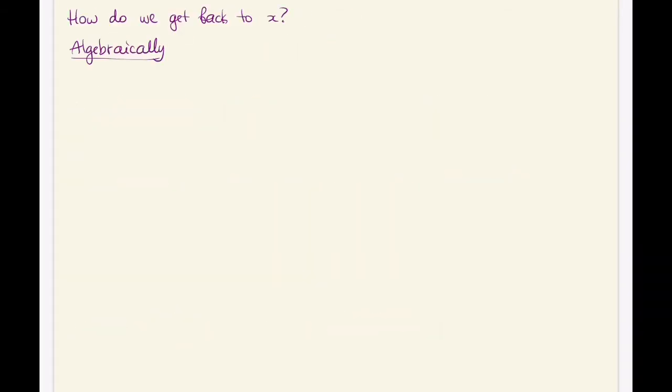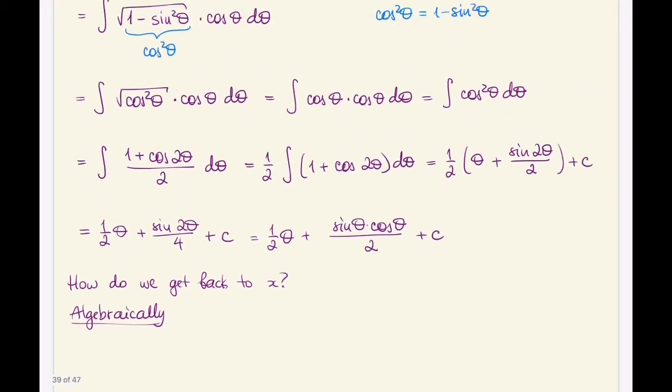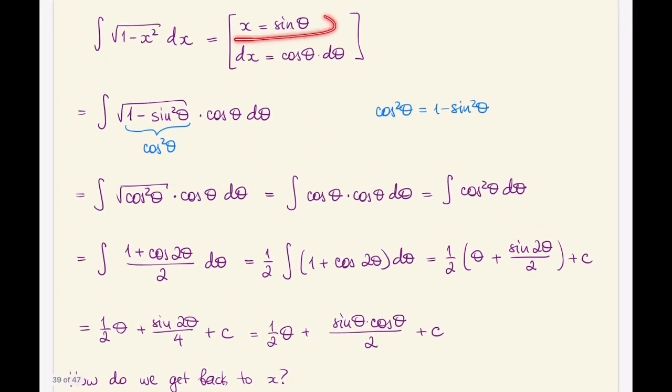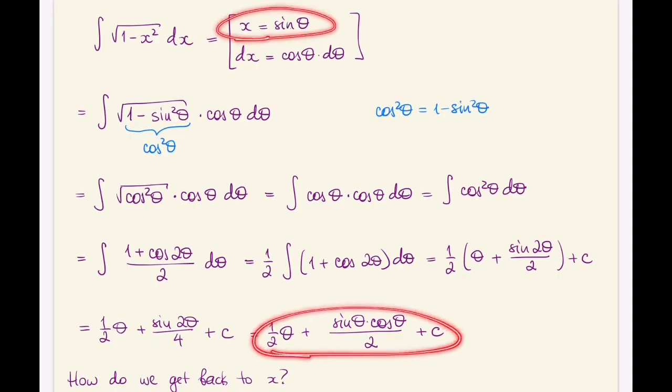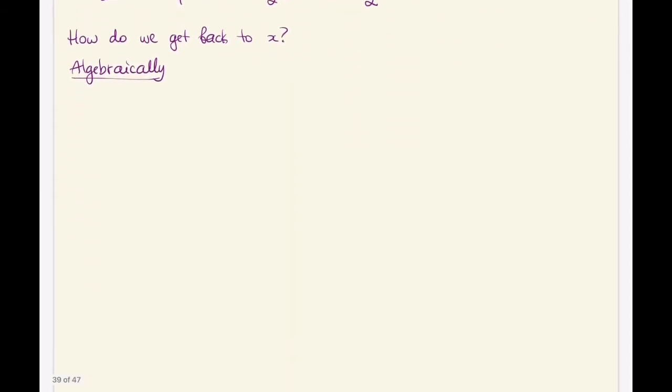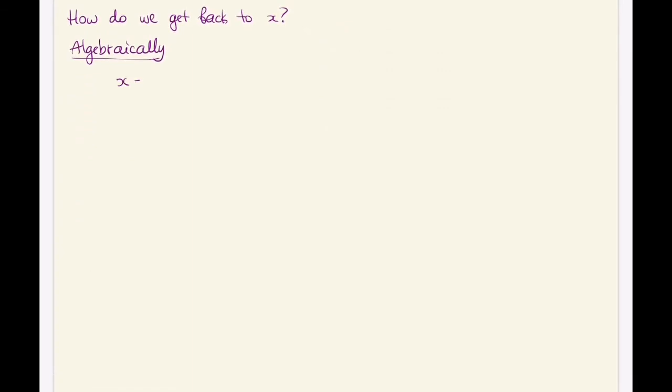So first thing that we have to remember is the connection between x and theta. And this is given to us by the substitution box. We know that x is equal to sine theta, and we also know that we would like to express things like theta, sine theta, and cosine theta in terms of this x now. So let's write down what we have. x is equal to sine theta, which means, by the inverse trigonometric functions, that theta is equal to arcsine of x.